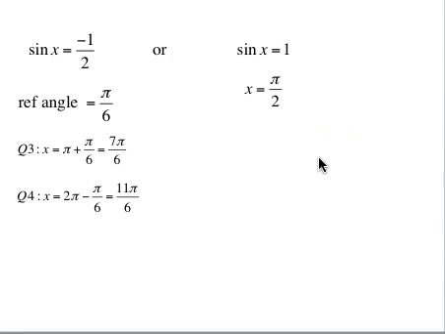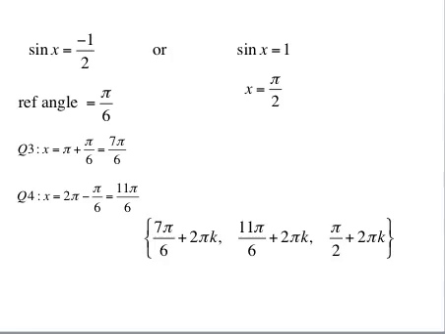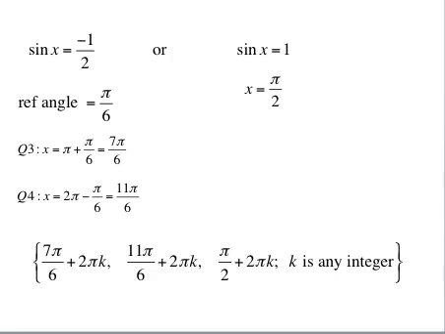So I have 3 solutions in the range from 0 to 2 pi, but I need a general solution. So we need to add 2 pi k to all of these. So we're going to say that, but of course we've got to recognize that k is an integer. So our final answer looks like that.